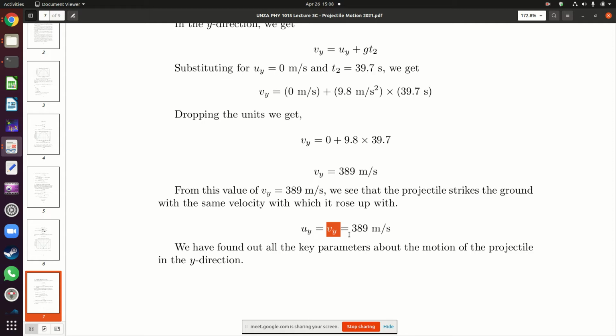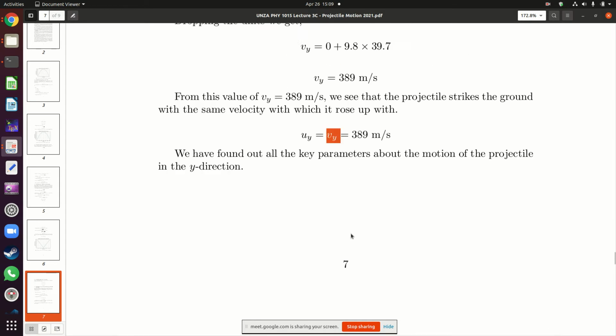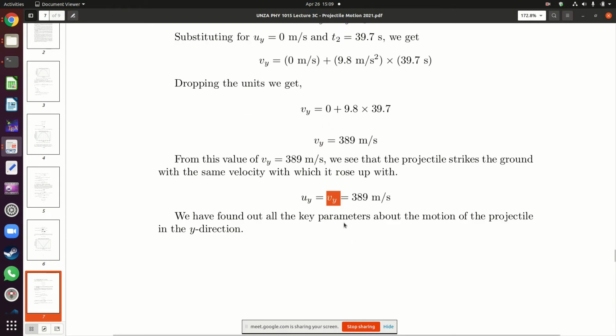If the height going up and the height coming down are the same, then the rise time and the fall time are going to be the same. Then the velocity with which the projectile goes up and the velocity with which the projectile strikes the ground are going to be the same. So those things are the same. Is that clear?